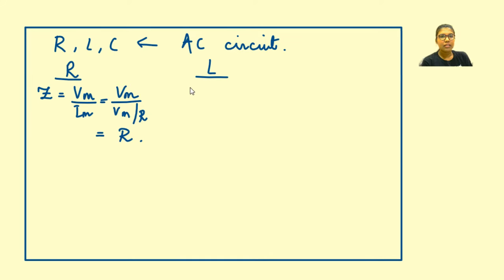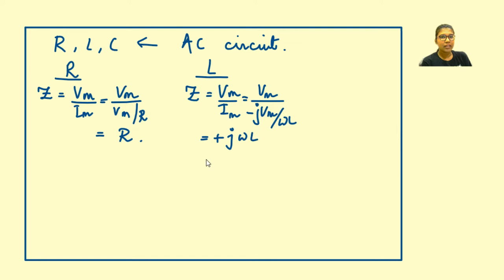In case of L, the impedance came out to be Vm upon Im, which further got expanded to Vm upon omega L with a minus J, where J is iota, which is 1 angle 90 degree. So finally that Z came out to be plus J omega L. In other words, it was plus J XL, where XL is equal to omega L.